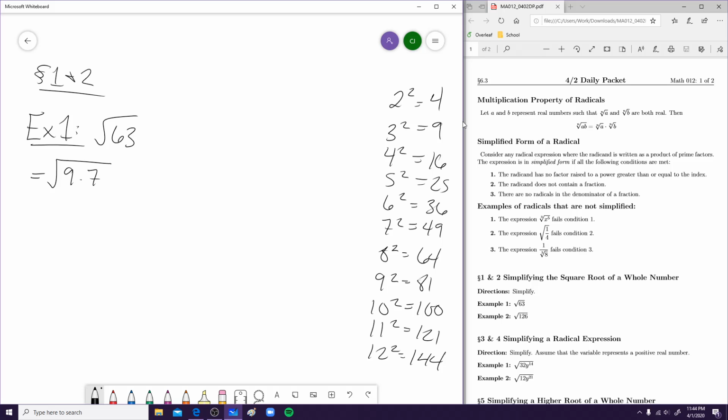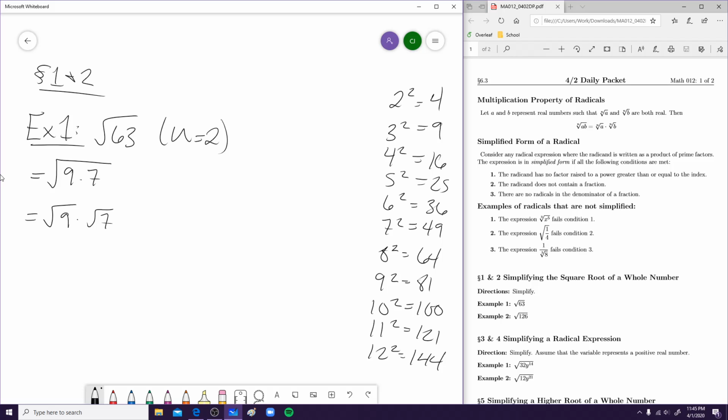Right. Now we're going to use the multiplication property. So in this case, I'll put in parentheses, what is our n? Since there is no number showing, n is 2. So the square root of 9 times 7 becomes the square root of 9 times the square root of 7.